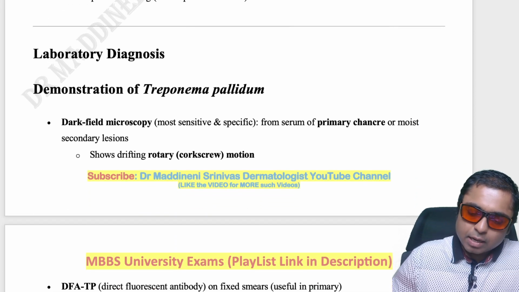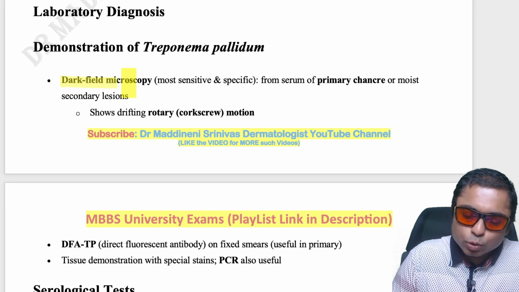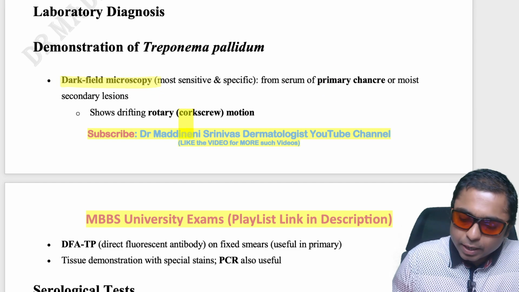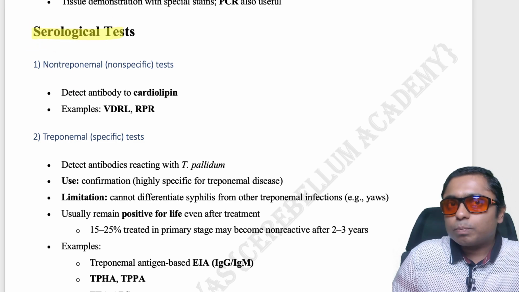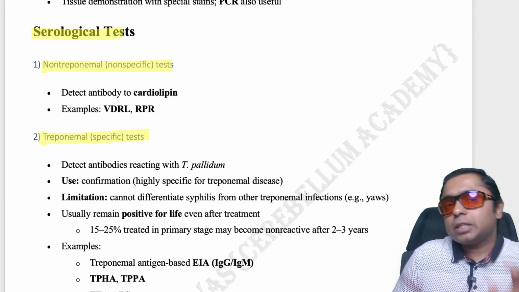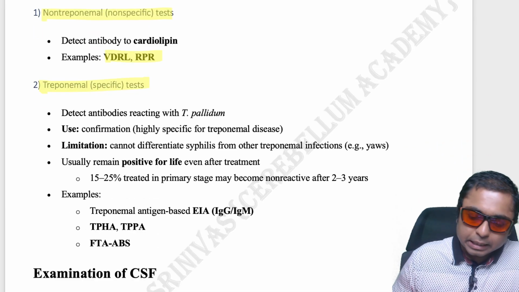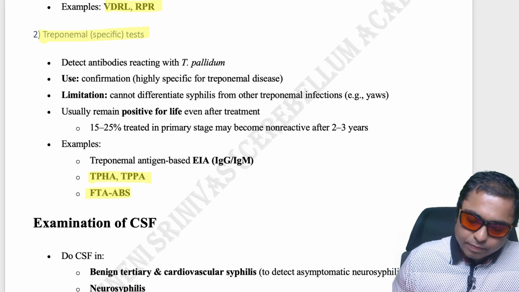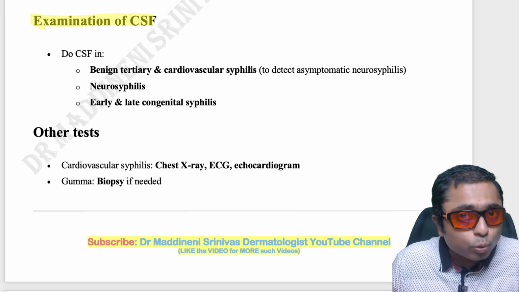sensory neural deafness, right? So coming to laboratory diagnosis, this is microbiology. I hope you remember that in the primary syphilitic phase, with the help of dark field microscopy, dark ground microscope, we can identify the Treponema pallidum because of its corkscrew motility. Okay, and coming to the serological tests, we have the non-treponemal or non-specific tests and treponemal or specific tests. I hope you remember VDRL, RPR are the non-specific, non-treponemal tests, whereas TPHA, FTA-ABS, these are the treponemal or specific tests. So examination of CSF is important if you suspect a patient has neurosyphilis.